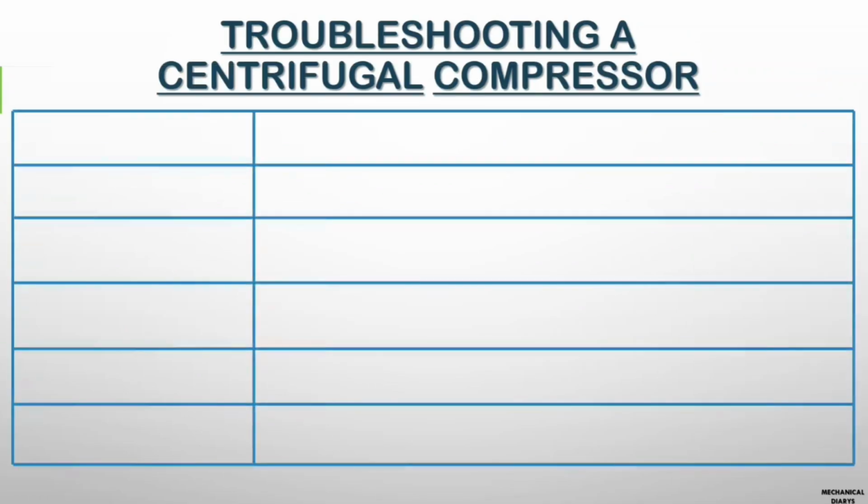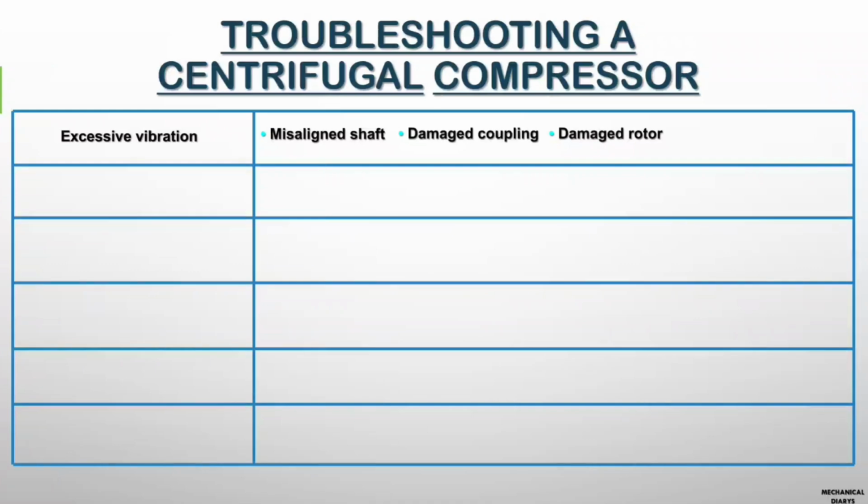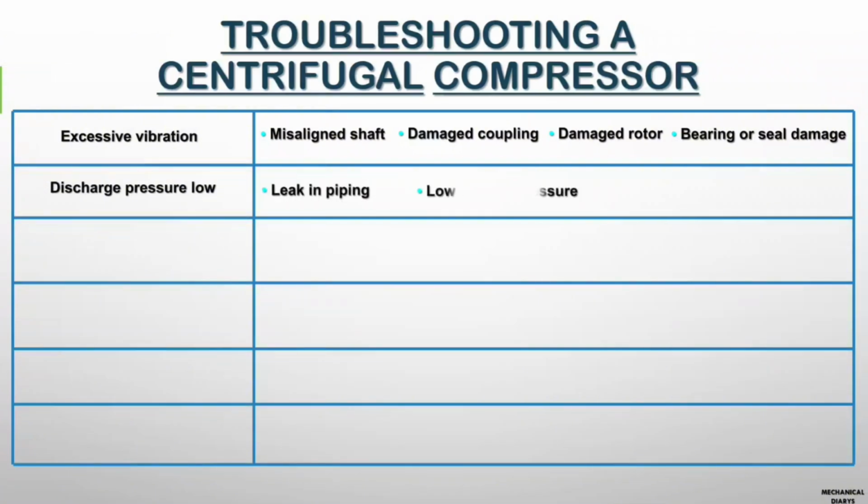Now we'll see some basic troubleshooting of a centrifugal compressor. If there is more vibration in a centrifugal compressor, the following issues may be the cause: a misaligned shaft, damaged coupling, damaged rotor, or damaged bearing or seal. These kinds of issues may cause compressor vibration. If the discharge pressure is low, there may be a leak in the piping, low suction pressure, or the compressor not reaching speed, meaning low RPM. These are all causes of low discharge pressure.